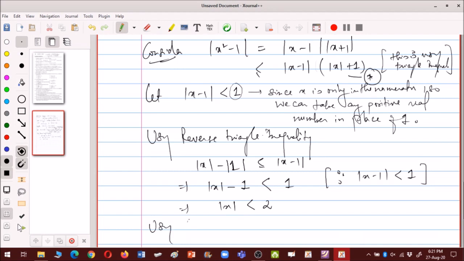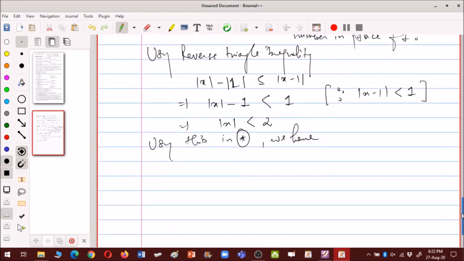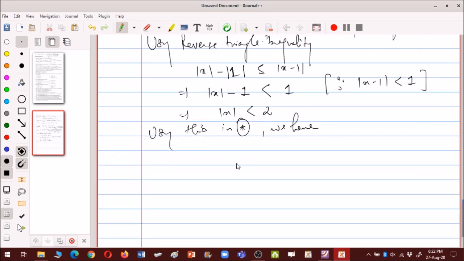Now using this in star, we get |x² - 1| is less than 3 times |x - 1|, whenever |x - 1| is less than 1. This is the condition that we took, so we have to write this condition. Under this condition, this holds.